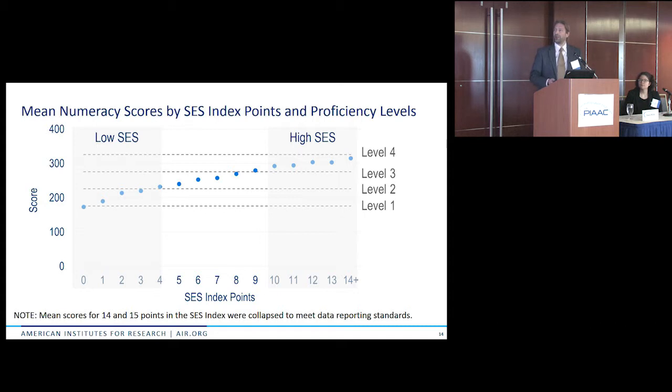And when we define low and high SES groups by looking at the bottom and top quartiles of the SES index, we still see a very strong differentiation, about 1.5 standard deviations difference between low and high SES respondents in numeracy skills.